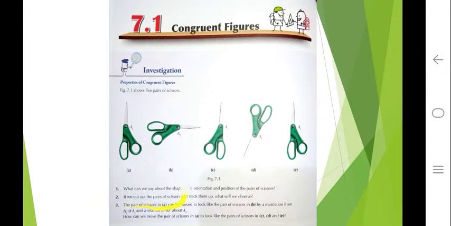What can we say about the shape, size, orientation, and position of the pair of scissors? Now look at those scissors. It's just the same scissors, right? Just one scissor but rotated. Keep rotating. So they are all the same scissors. So we can say that all the scissors are congruent.